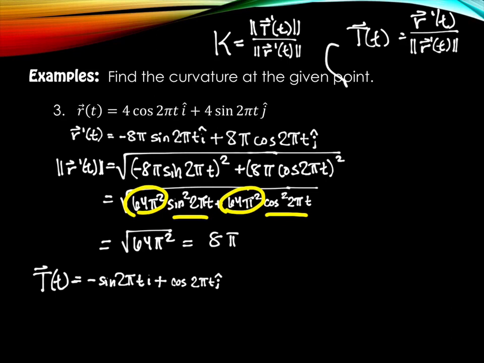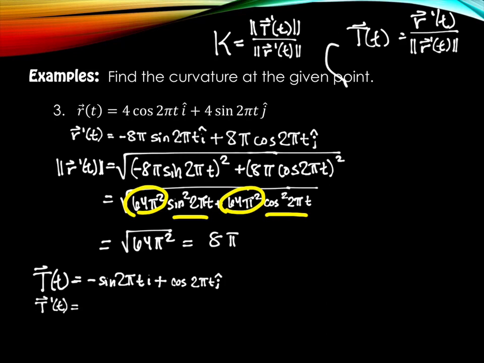So in order to find curvature now, I need T prime, and I have this T, so I can find T prime next. I already have the denominator part because I already have r prime of t and the magnitude even, so I found all that already. So I need to find T prime of t. Like the same song, second verse, more trig, right?